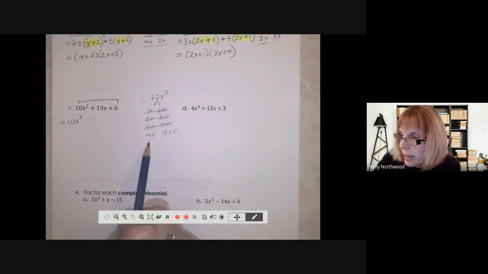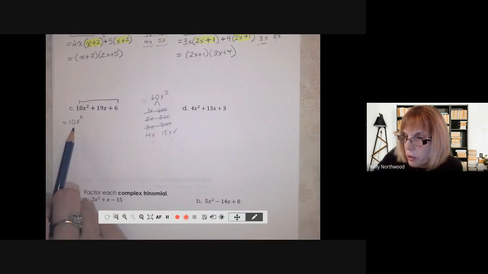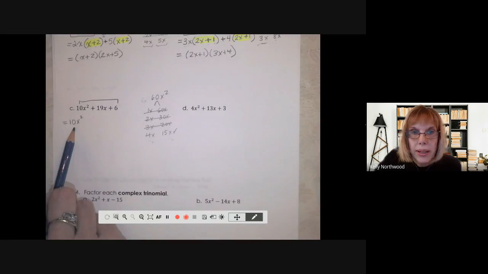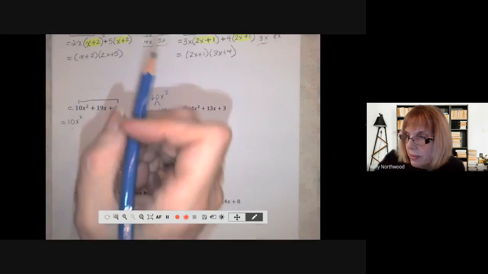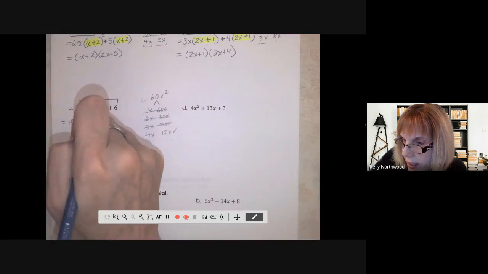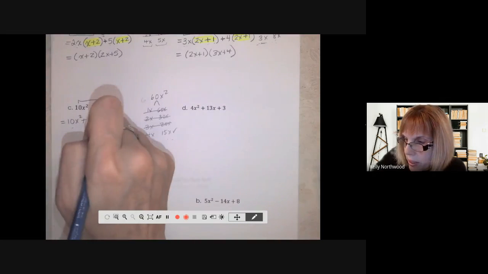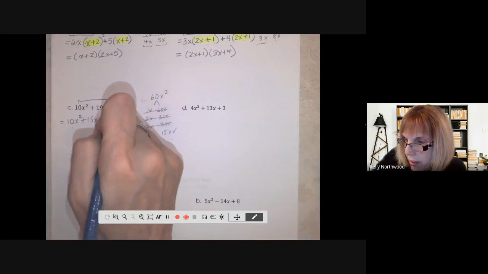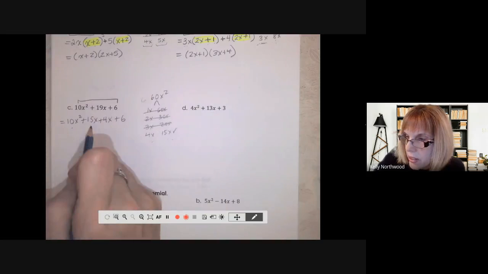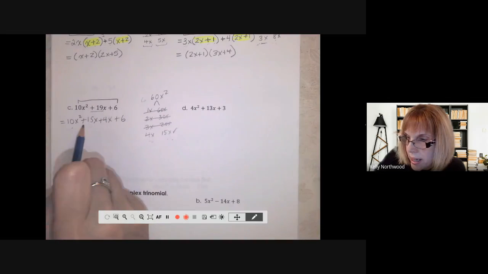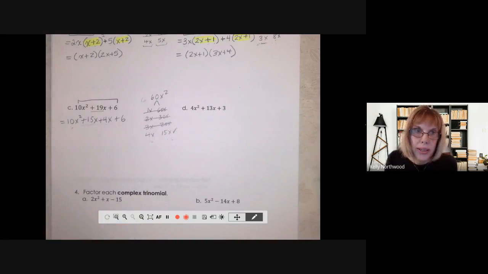So then I'm going to look at my two terms I found and see which one has more in common with 10x squared. I would say 15x, so plus 15x. And then the one I didn't use, plus 4x, and then plus 6. So again, this first step is you're rewriting 19x as 15x plus 4x. And that's to create factoring by grouping.